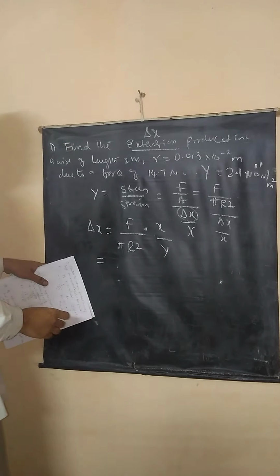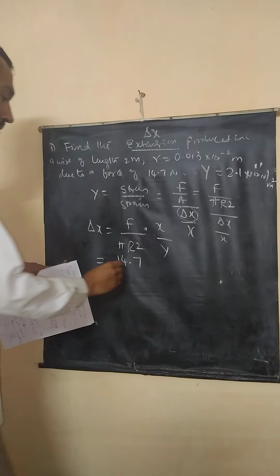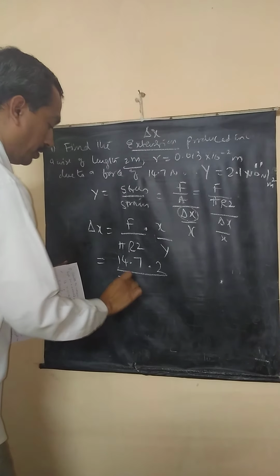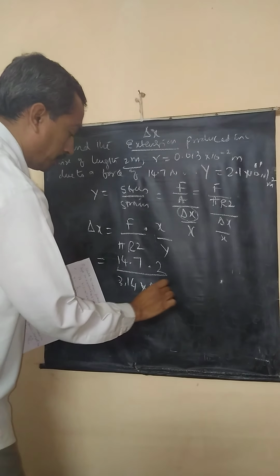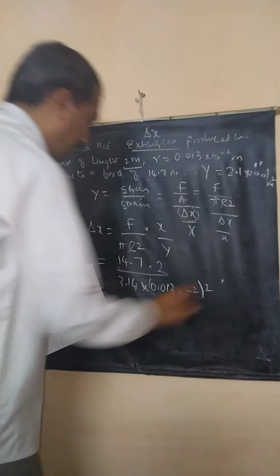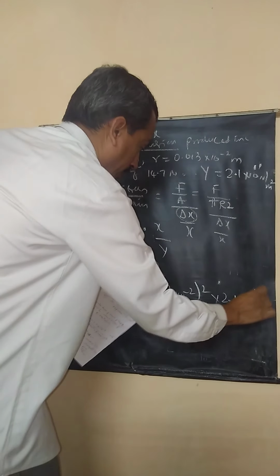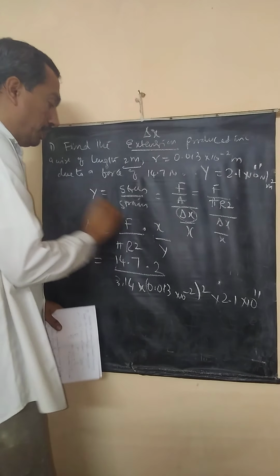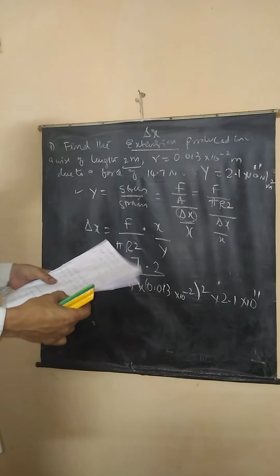Correct? So F is given, 14.7 Newton. Then x is the length, 2 meter, pi is 3.14, radius 0.013 into 10 power minus 2, squared, into Young's modulus 2.1 into 10 power 11. Is it clear? So to find the extension, the elongation, you have to use this form. Newton per meter square. We'll go to the next numerical.